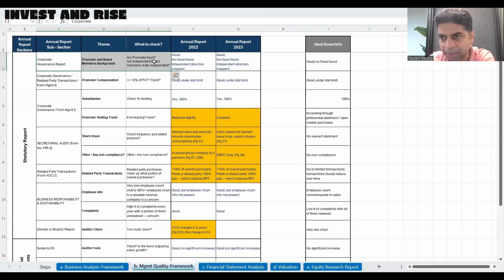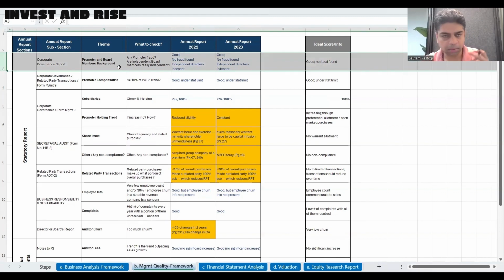And how can you check if they are really independent? You just do a Google search. Obviously they should not be related to the management. See, certain things you have to take at face value, but then you can do your own due diligence externally by just checking. अच्छा, दो independent directors हैं, ऐसा तो नहीं कि दोनों related हैं या husband wife हैं, or if they are employed by the same firm, then that means they're not really independent. Plus, as I said, you've got to check for promoter fraud. Just do a Google search.